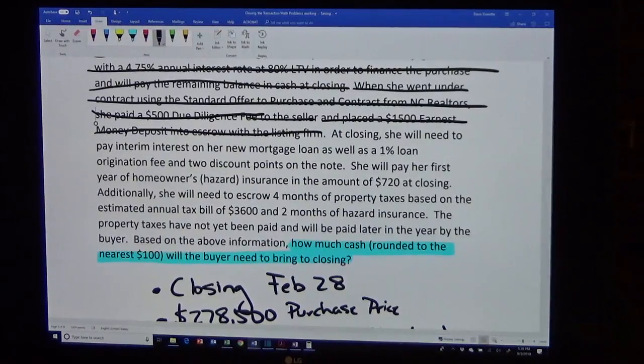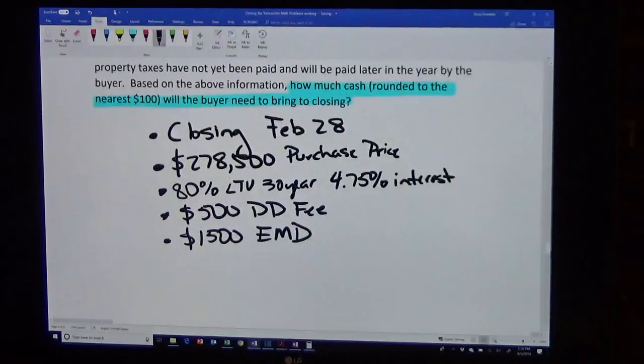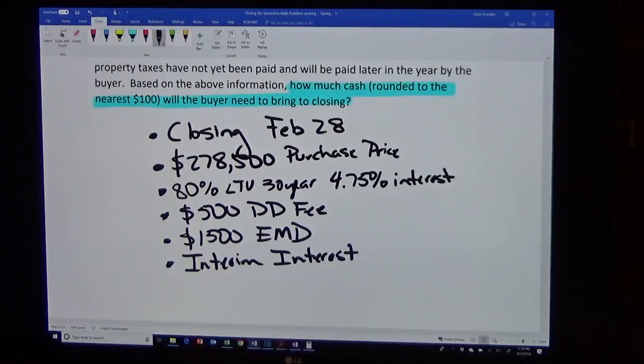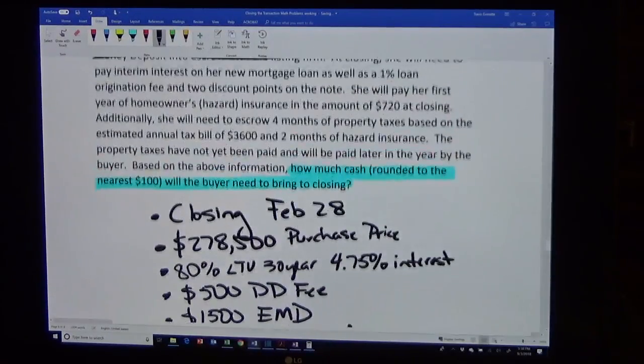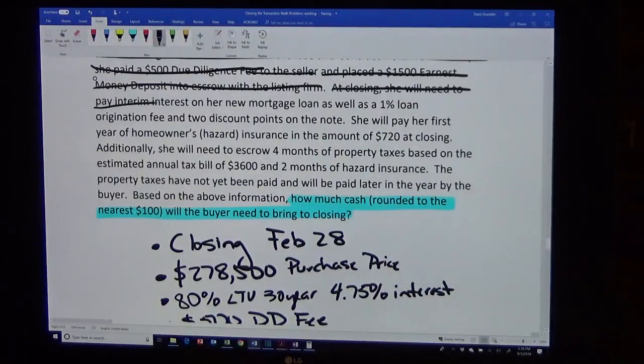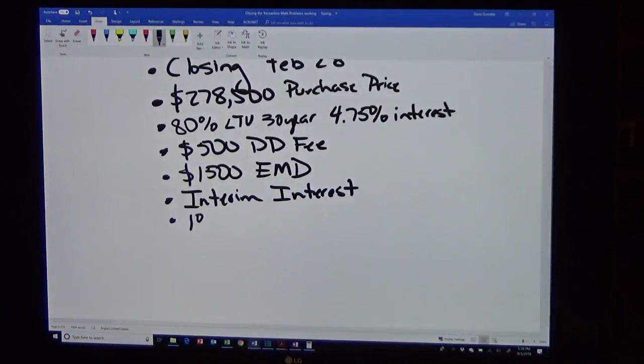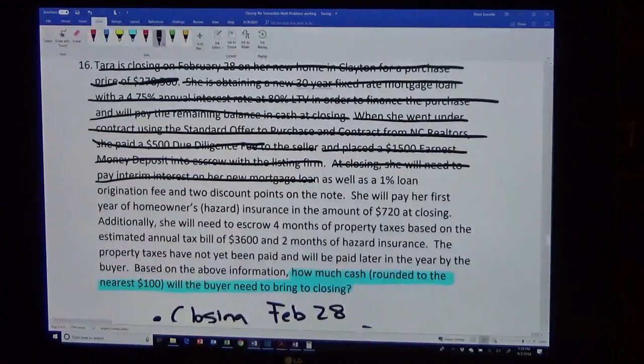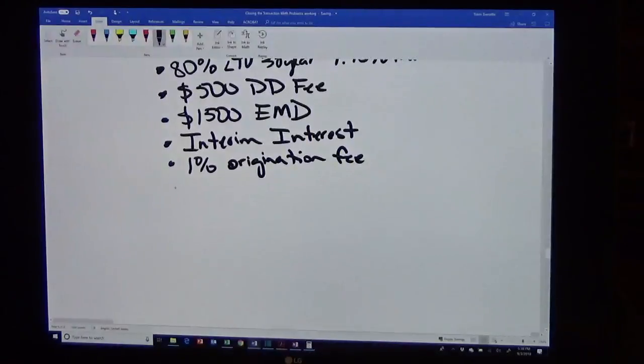At closing, she will need to pay interim interest on her new mortgage loan. Alright, so there's a bullet point. Interim interest. Alright, what's our next bullet point? Cross this out. As well as a 1% loan origination fee. Okay, 1% origination fee. Alright, there's that. And 2 discount points on the note. Okay, so 2 discount points.